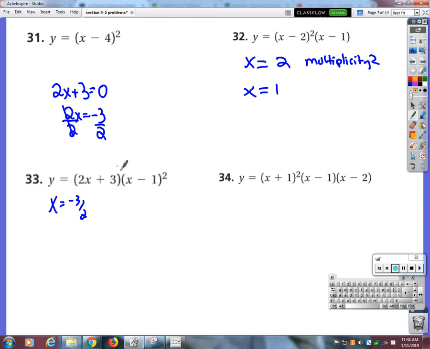Okay, this is only to the first power, so it's not a multiple 0. What value of x makes this be 0? I just want to know if x minus 1 equals 0, what does x equal? Yeah, and then, right, like you said, because that's to the second power, it will have a multiplicity of 2. Yep.